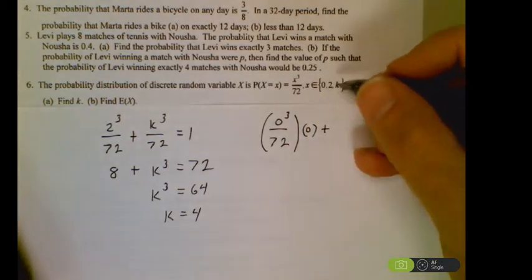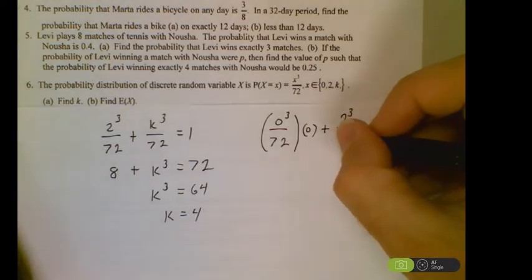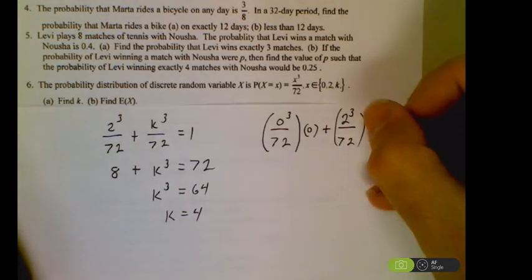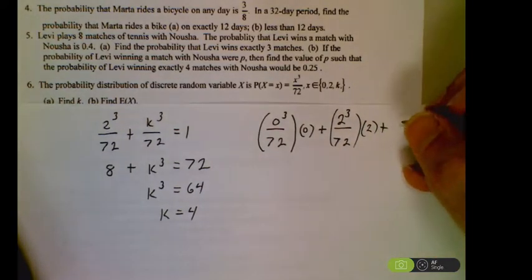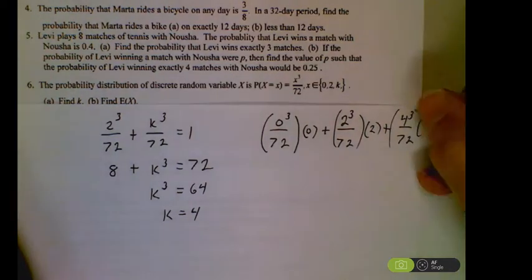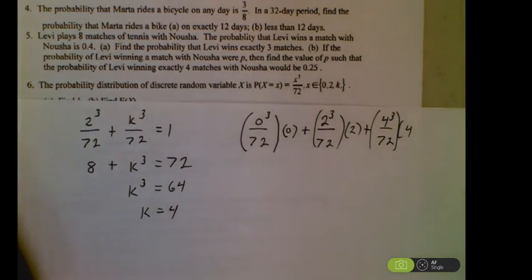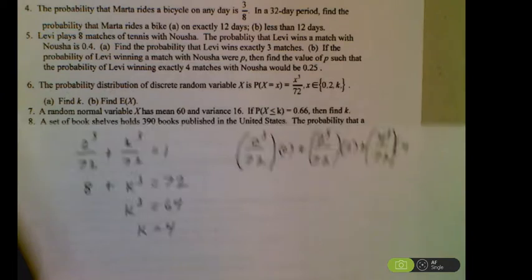And now we can throw in the 2 to the third over 72 times 2. And then the last part, now that we know that K is 4, now we can plug that in. So now you got your 4 to the third over 72 times 4. And now a little cleanup on that, little calculator work, and you got your expected value. Moving on, going to number 7.